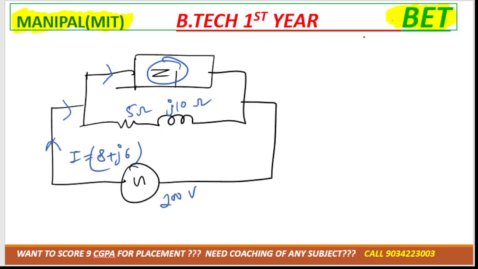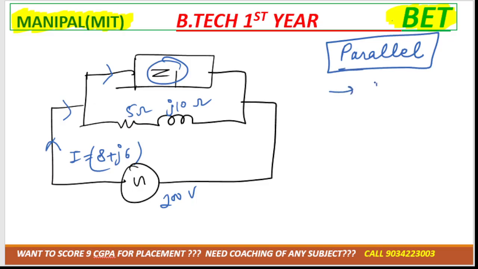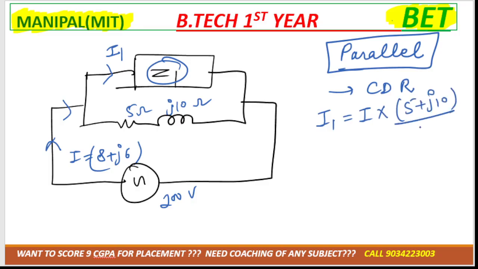Remember I told you कि सबसे पहले अगर parallel circuit है तो तुम्हारे mind में क्या आना चाहिए? हर बार मैं बोलती हूँ current division rule. So we need to calculate basically I1, then only we can get Z1, right? So I1 is equals to, according to the current division rule, I into opposite impedance 5 plus J10 divided by 5 plus J10 plus Z1.